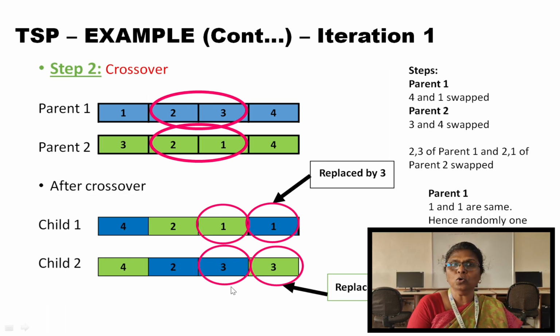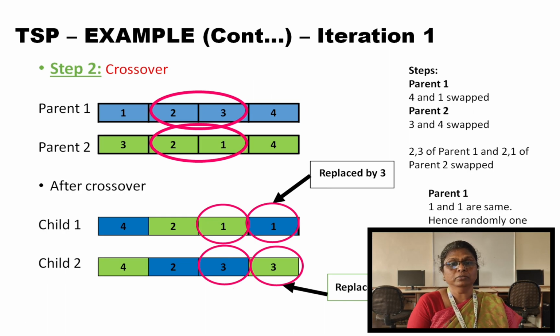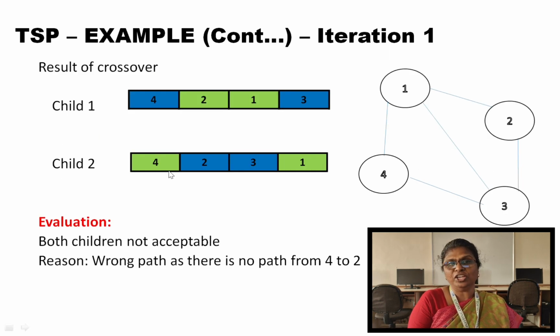Similarly, from child 2 we can see that 3 is repeating, so naturally 1 is missing. So we are going to replace 3 by 1. This crossover process is over and we obtain the children. After the result, we can see that two children are obtained, 4213 and 4231.